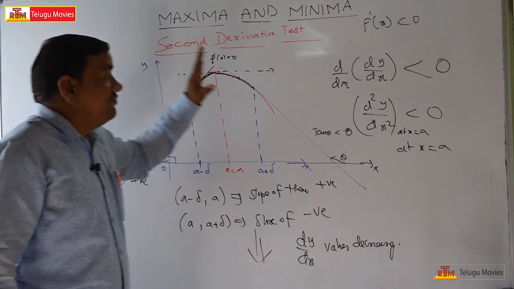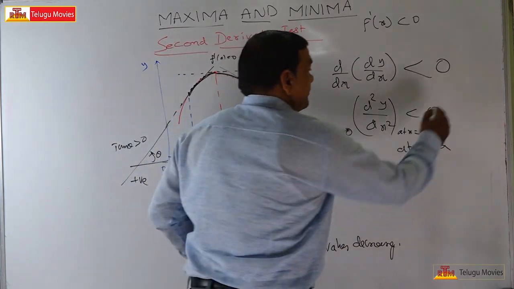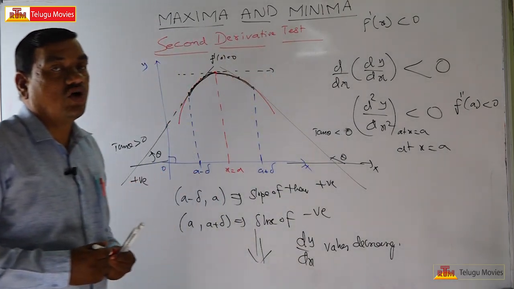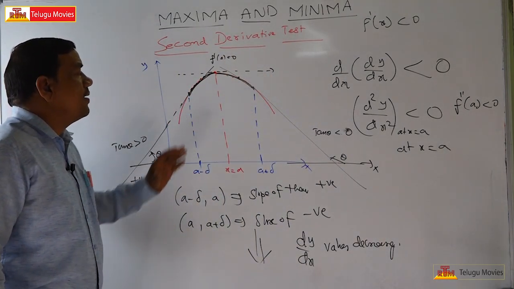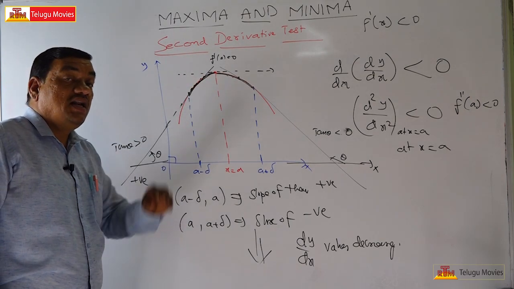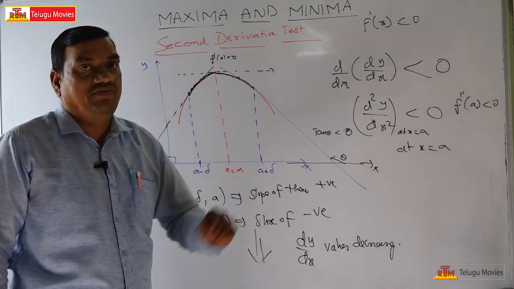Okay, afterwards, if the second derivative d square y by dx square, f double dash of x, at a, f double dash of a, is less than 0, then a is called the local maximum. Here you will get that value is the local minimum. Let us see what happens for a local minimum value for the second derivative test.